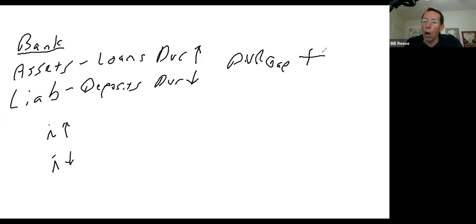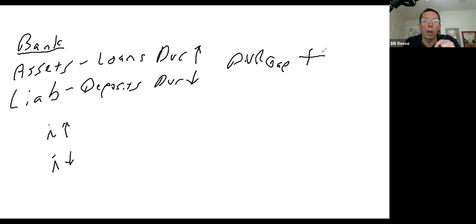Well, if interest rates go up, the value of a fixed income instrument goes down, like a bond. We know that already. If interest rates go up, the value of a bond goes down. Now, don't forget that a bond is an asset to whoever owns it and a liability to whoever issued it. So if the value of the bond goes down, if you own the bond, the value of your asset is going down. If you issued the bond, the value of your liability is going down. It's an asset to whoever owns the bond. It's a liability to whoever issued the bond. The value of the bond goes down.